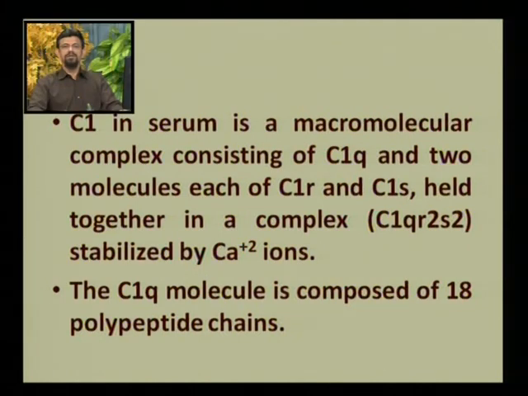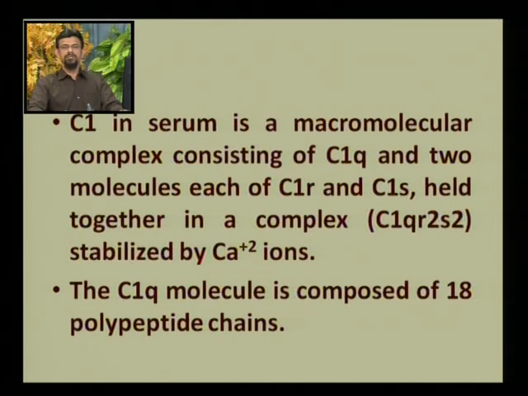C1, which is present in the serum, is a macromolecular complex that consists of C1q, C1r, and C1s. It is collectively known as C1q-R2S2, which is stabilized by calcium ions. The C1q molecule is composed of 18 polypeptide chains, 18 in a pair of 3, that is 3 into 6.